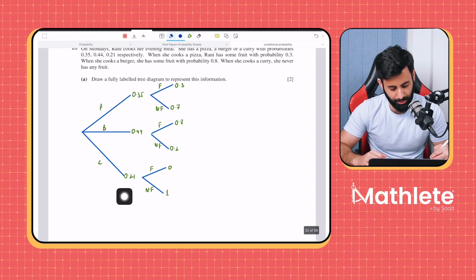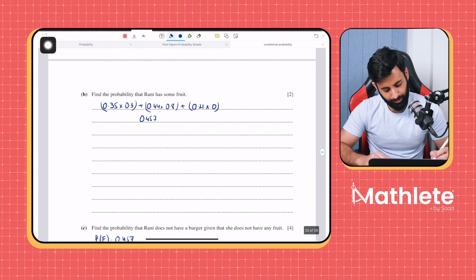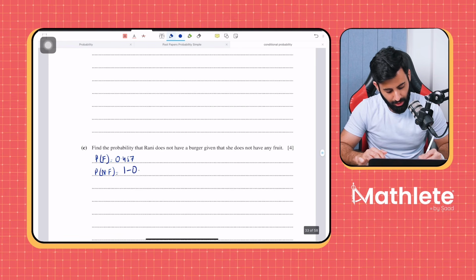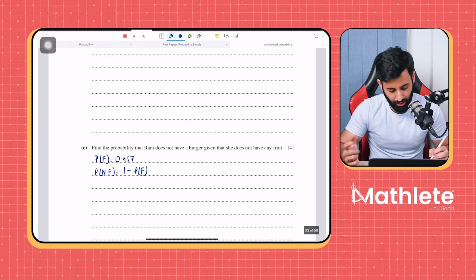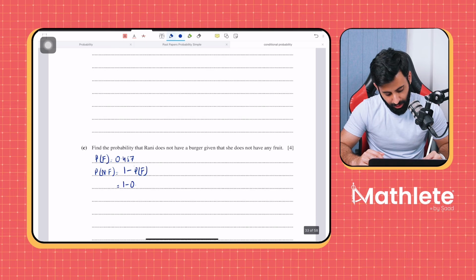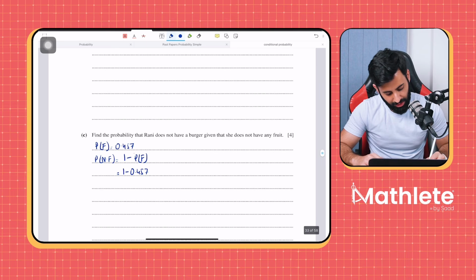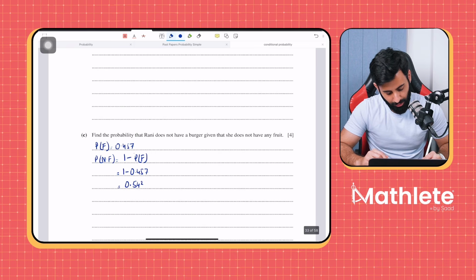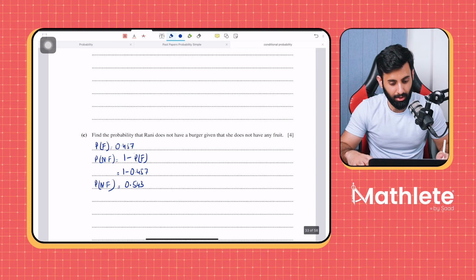That means pizza, no fruit, burger, no fruit, curry, no fruit. Or if we take the easy way out, which we should, all we have to do is 1 minus the probability of having fruit. The probability of an event not occurring equals 1 minus the probability of that event occurring. So that gives us 0.543. So the probability that she does not have any fruit is 0.543.